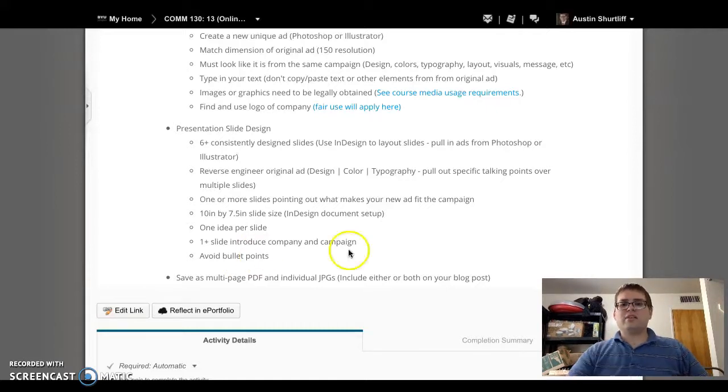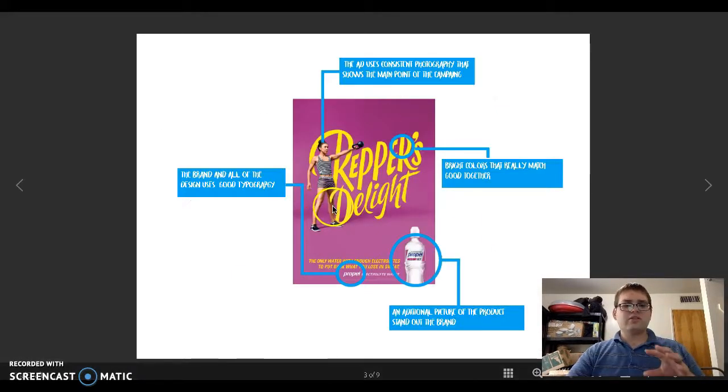Like with the one over here we were looking at, really cool design, some really good stuff, but it didn't feel like it all went together as well. So make sure that you're thinking about that as well.